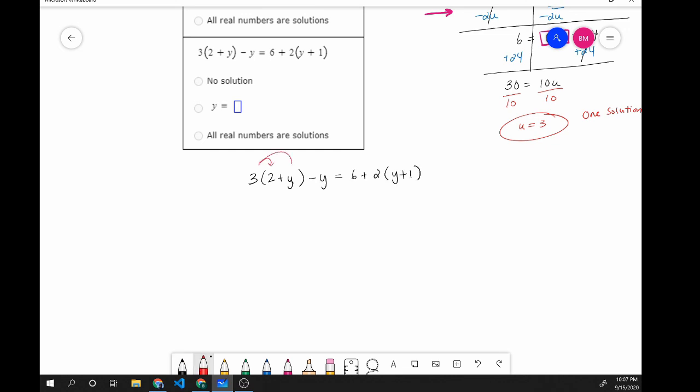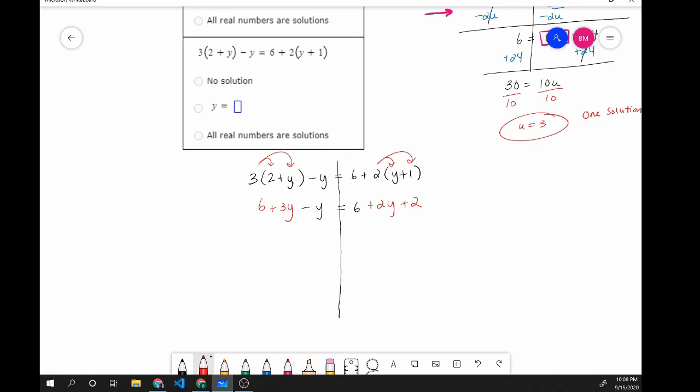Go through my distributing, and draw the line down. So this is going to be 6 plus 3y minus y is equal to 6 plus 2y plus 2.